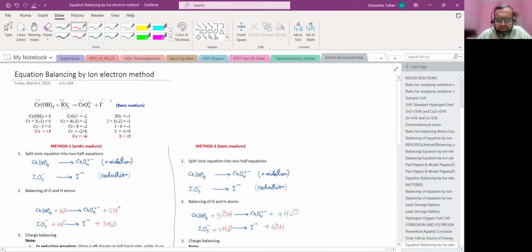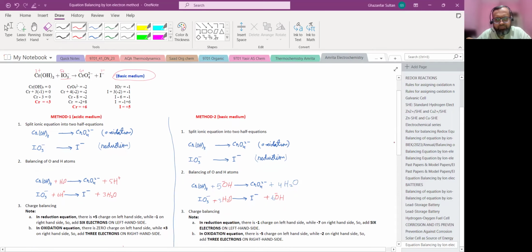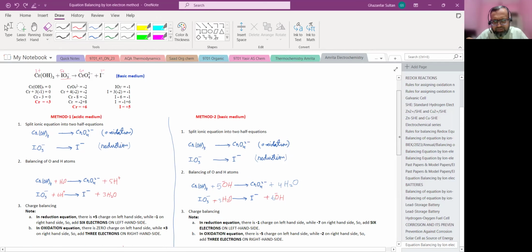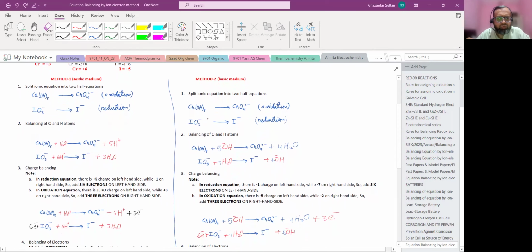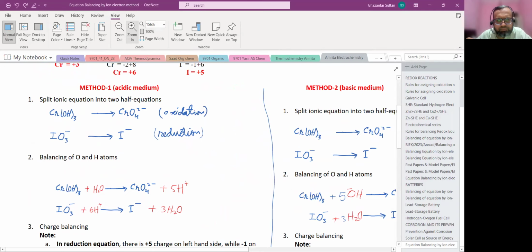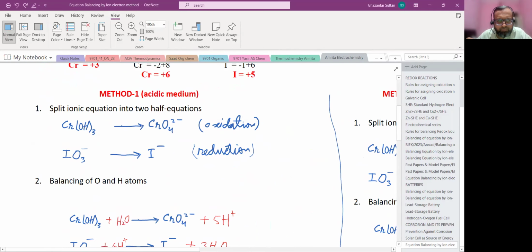Now, as the reaction is in basic medium, we have 2 methods. Method 1 follows the overall acidic approach, the same as we balance the chemical equation in acidic medium. So in method 1, we consider it as acidic medium, and then finally we will convert it into basic medium.